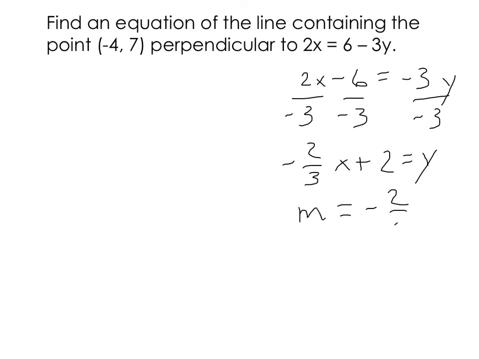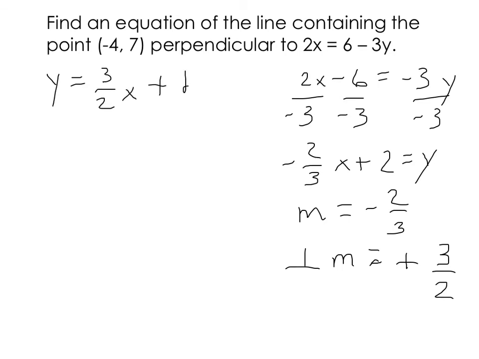We want the perpendicular slope. This symbol, an upside down T, stands for perpendicular. So our perpendicular slope will be the opposite. It's negative, so it will be positive. Reciprocal, flip that fraction. And you get that the slope is a positive 3/2. So that is our slope. y equals 3/2 x plus b. What is b?